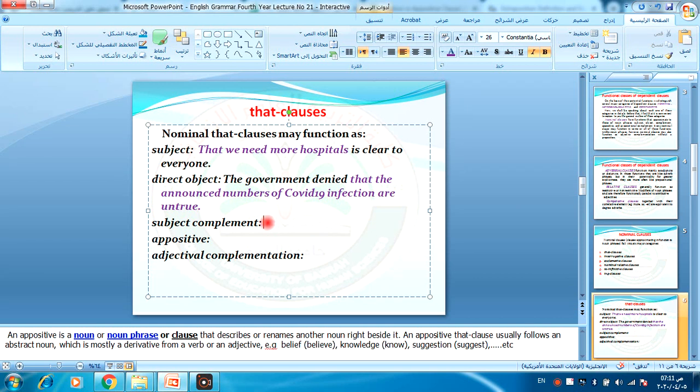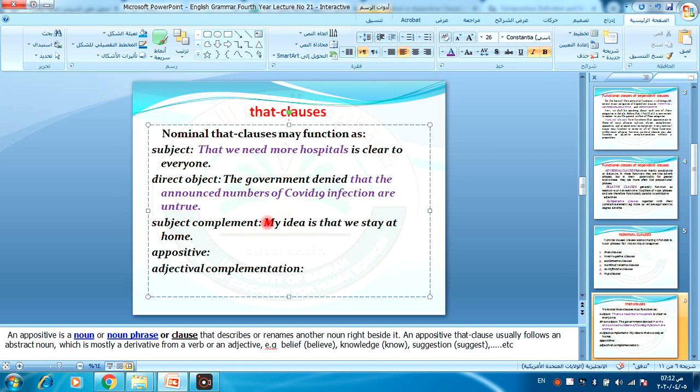The that-clause can also function as a subject complement. Like when we say, for example, my idea is that we stay at home. So that we stay at home is the subject complement.